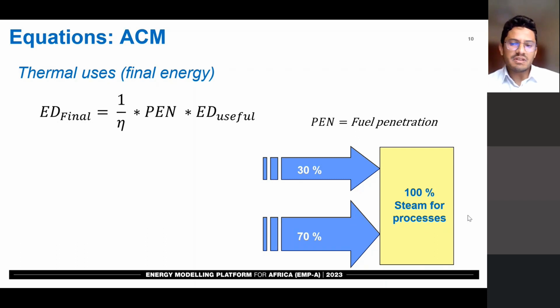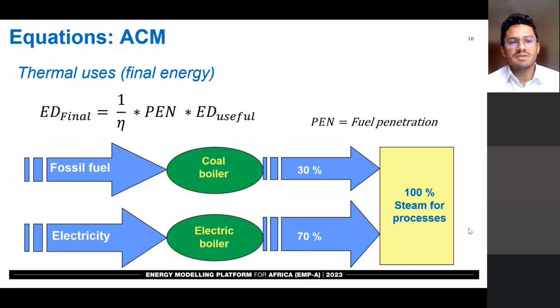Market penetration of each energy form. And the sum must be 100%, of course. If in your calculation you find that the sum is not 100%, there is something wrong. And let's assume that this 30% comes from coal boilers, which use fossil fuels, and the 70% comes from another technology, which is electric boilers that use electricity.